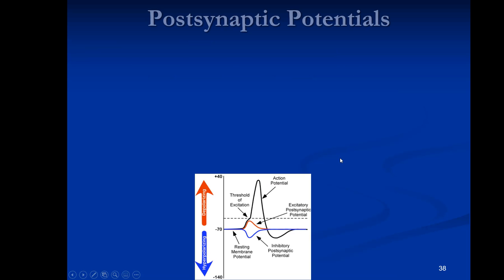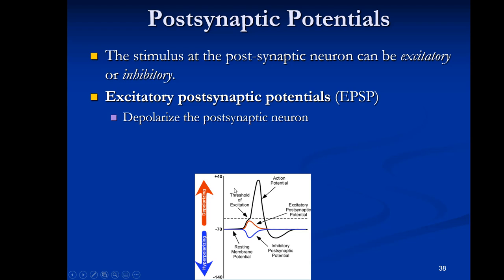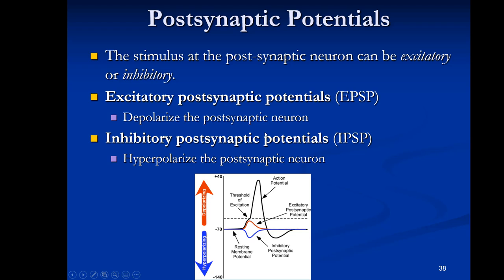So I have some terminology about that. The stimulus at the postsynaptic neuron can be excitatory or inhibitory. If you want to excite that postsynaptic neuron, we call it an excitatory postsynaptic potential, and you would, like we said, depolarize the postsynaptic neuron. If we wanted to inhibit the postsynaptic neuron, we call that an inhibitory postsynaptic potential, and we would hyperpolarize the postsynaptic neuron, meaning take it further away from that -55 possibility.